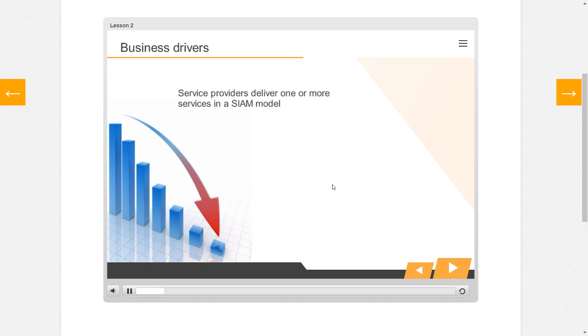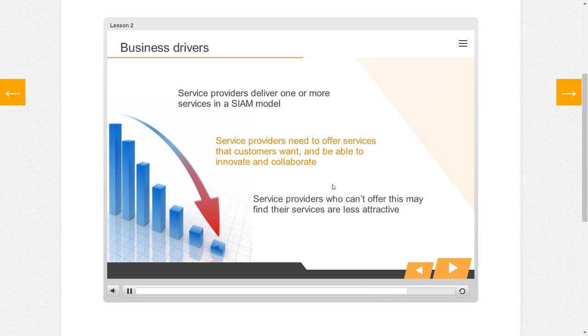Service providers are the organizations that deliver one or more services as part of a SIAM model. As SIAM becomes more and more widely adopted, service providers need to be sure that they can offer services that customers will want to purchase. This means being willing to innovate and collaborate with other service providers and to work with a service integrator. Service providers that do not adapt to these requirements may find their services are less attractive in the market.